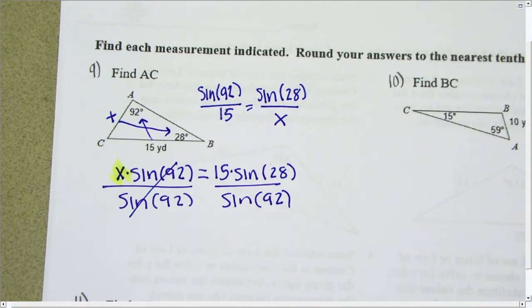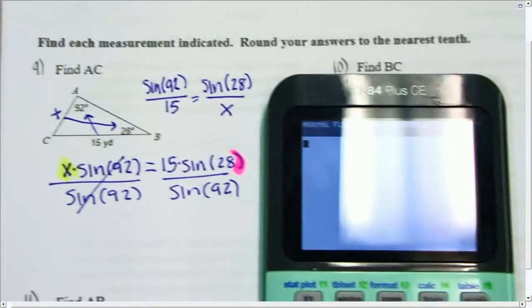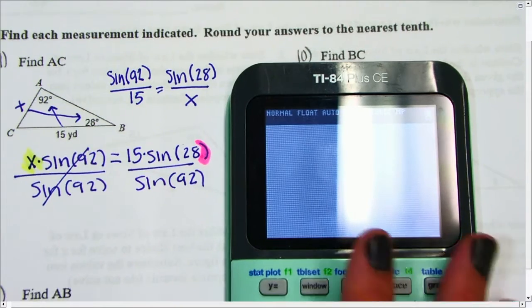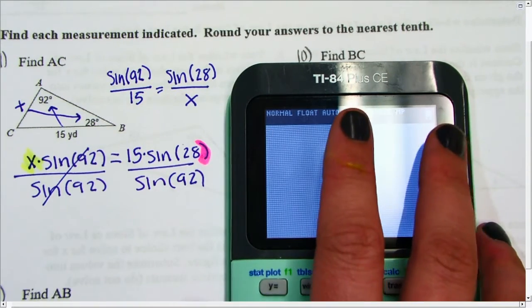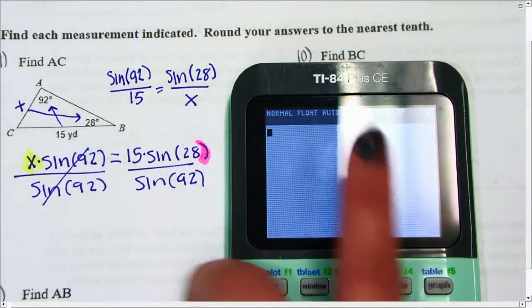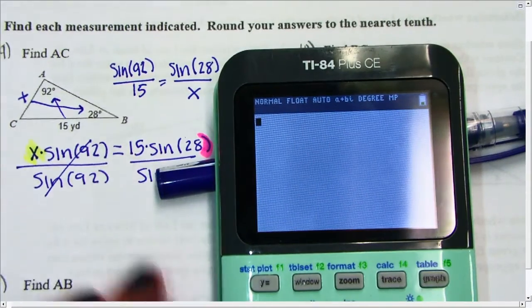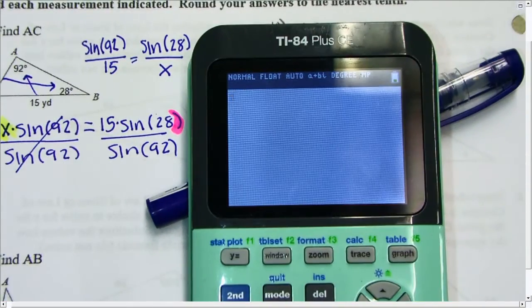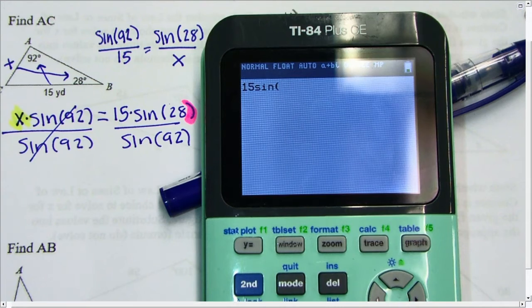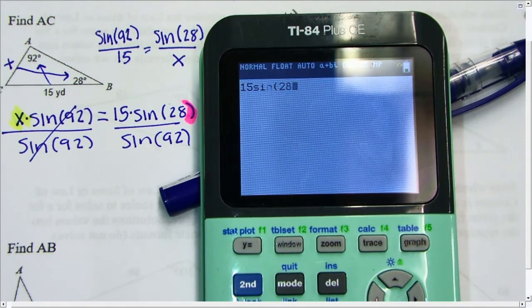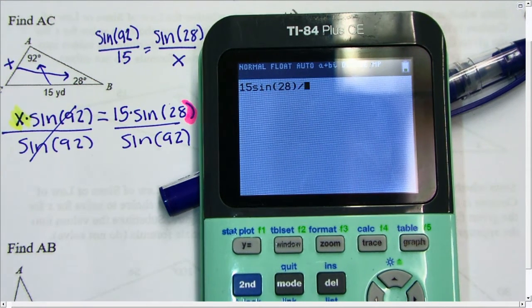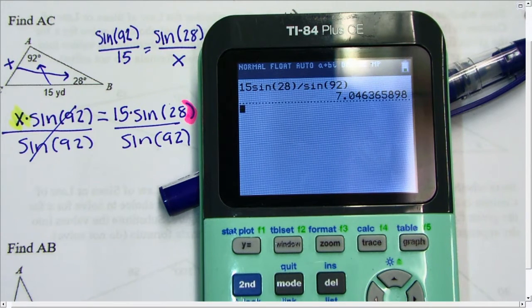It's very important that you take a second and make sure that you are closing that parenthesis. If you don't close that parenthesis, then it's not going to work correctly. Let me grab something to stick underneath here. There we go. All right. So I'm going to type it in exactly how I see it. 15 times sine of 28, close parenthesis, divided by sine of 92. Gives me an answer of 7.04. Rounding to the nearest tenth, it would just be 7.